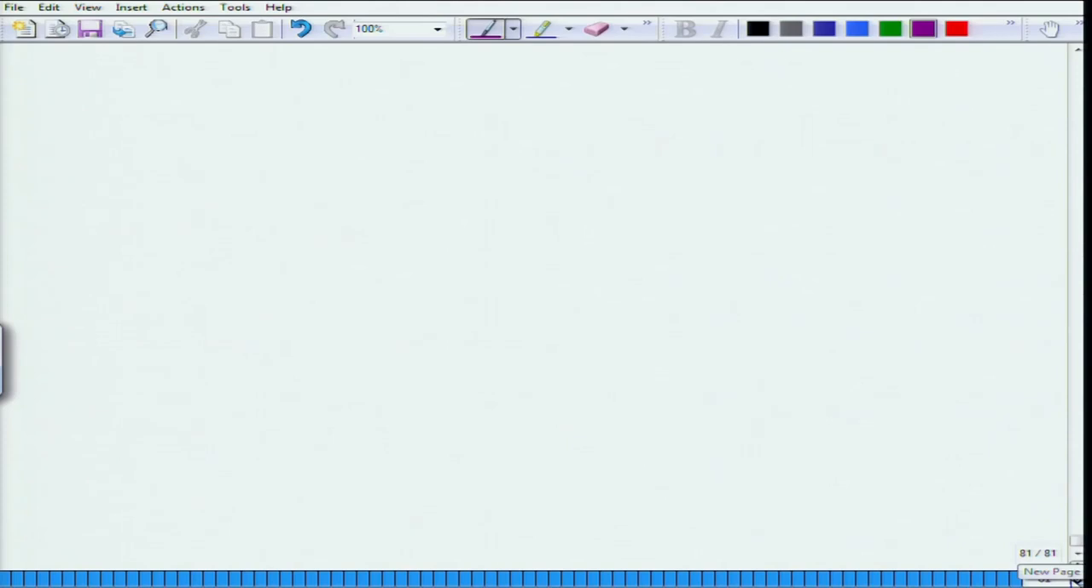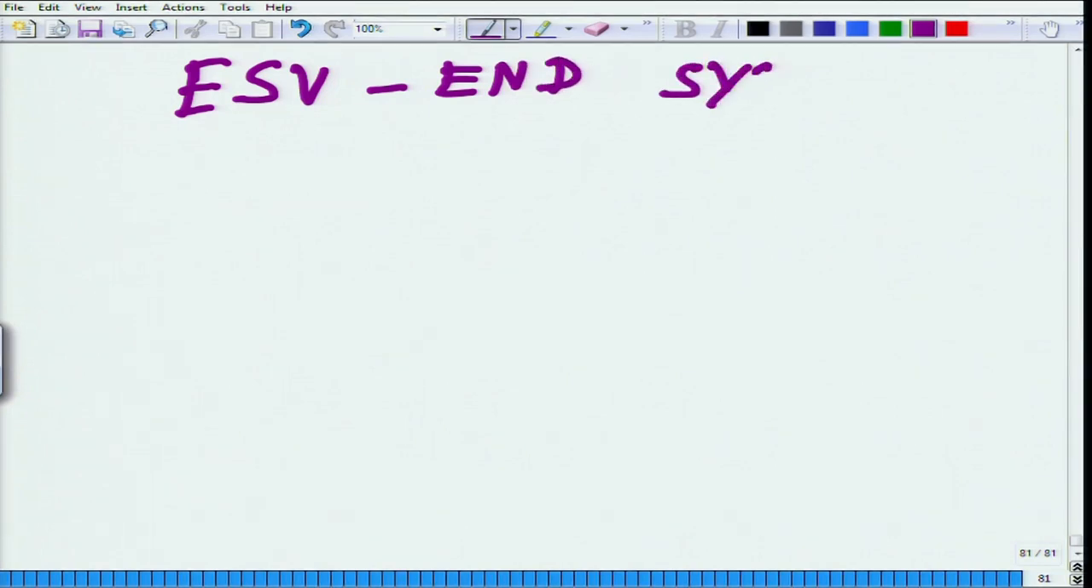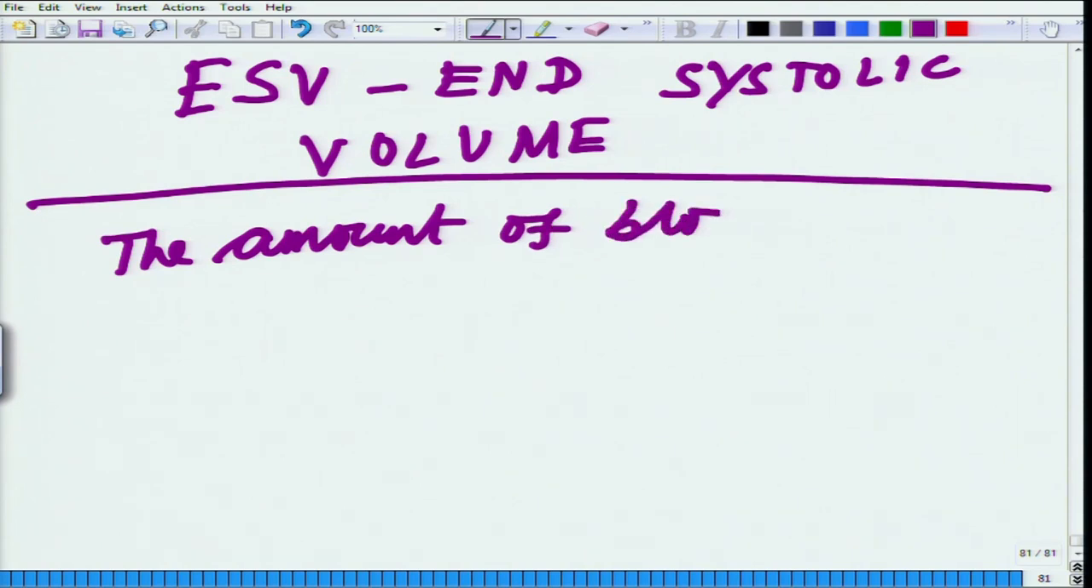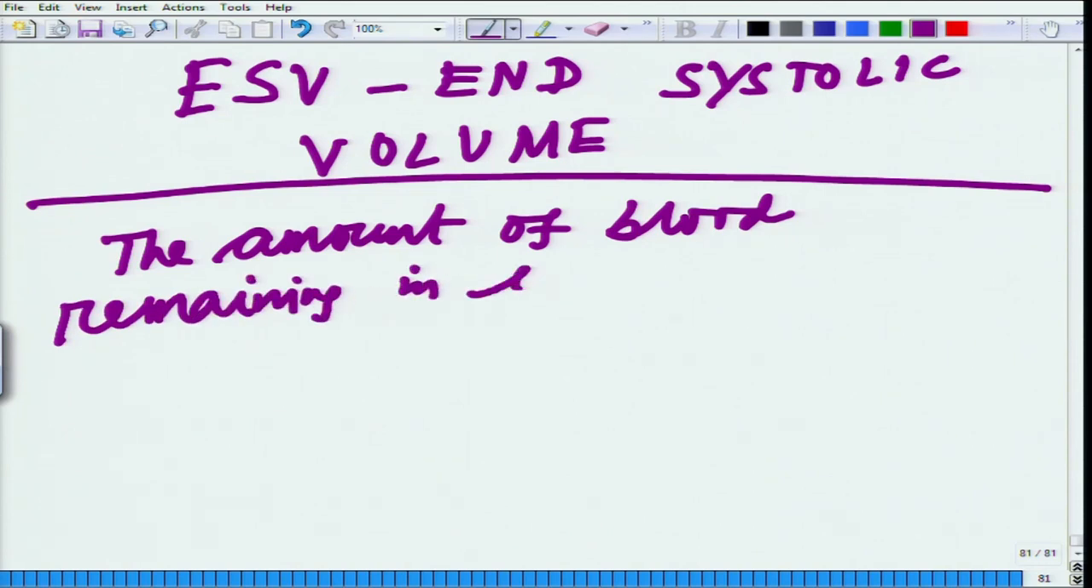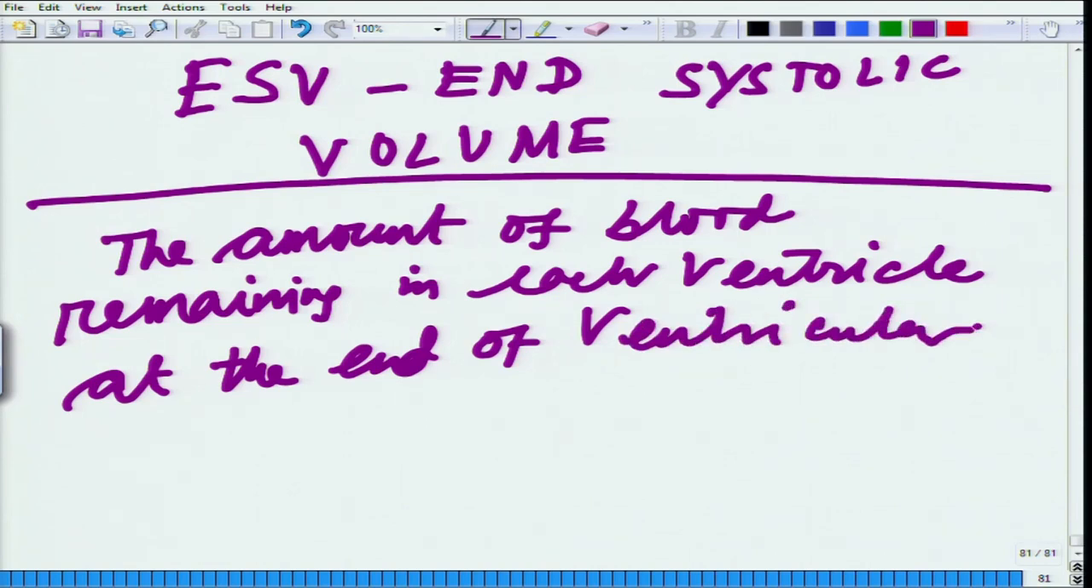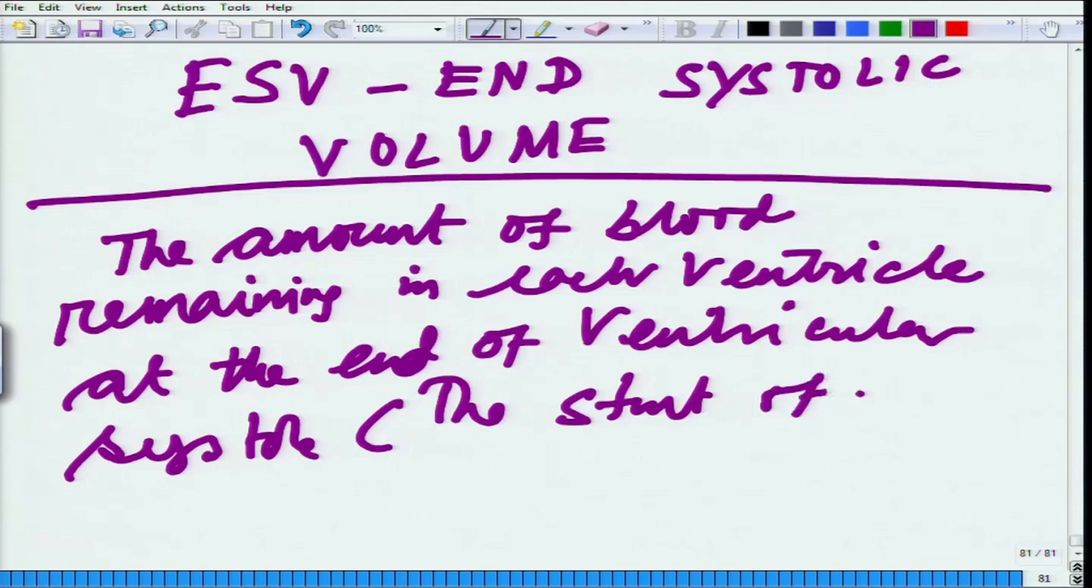The next term that is important is ESV, end systolic volume. What does this mean? This means the amount of blood remaining in each ventricle at the end of ventricular systole, or the start of ventricular diastole.